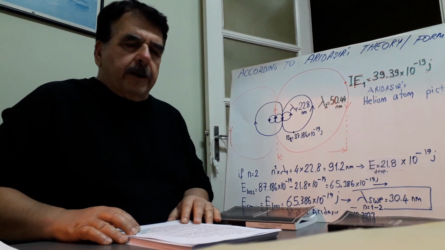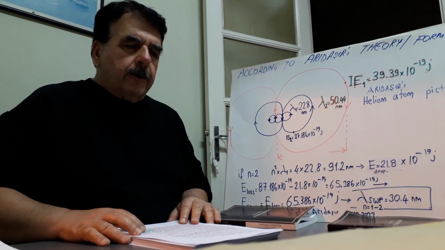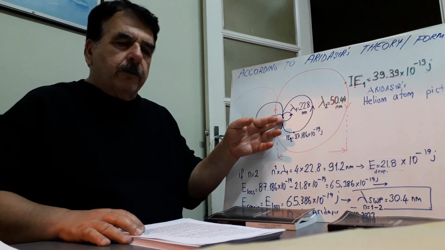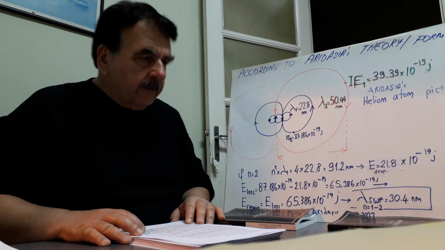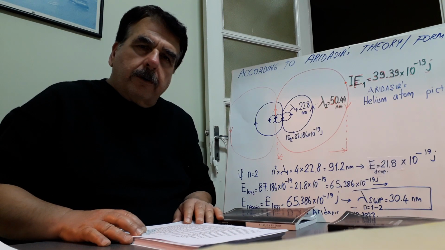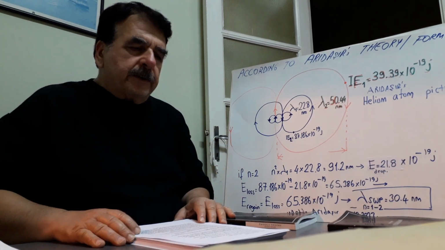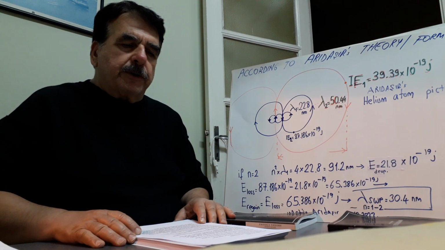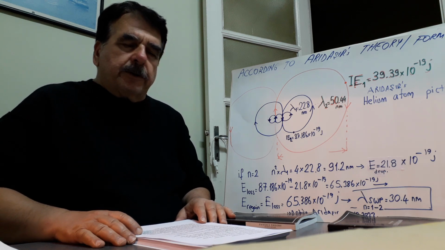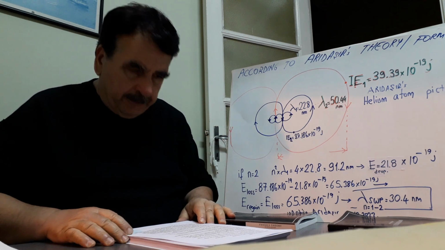According to my theory and my formulas, two codes of helium spectra: lambda 1, 22.8 nanometer, and lambda 2, 50.44 nanometer. The electron doesn't lose energy during emission in an atom. During emission, the electron regains its height and highest energy in an atom.